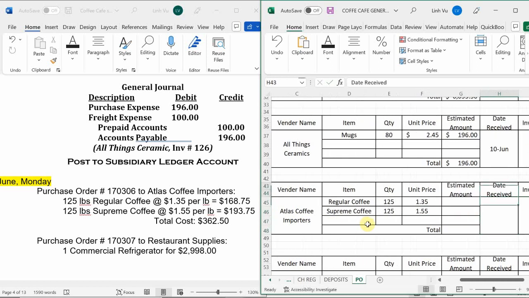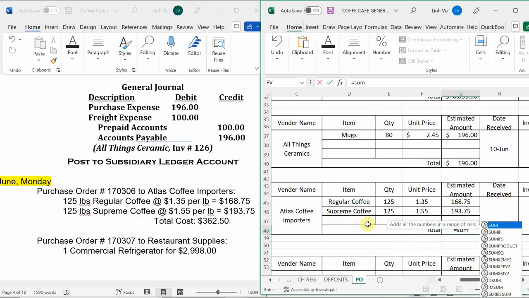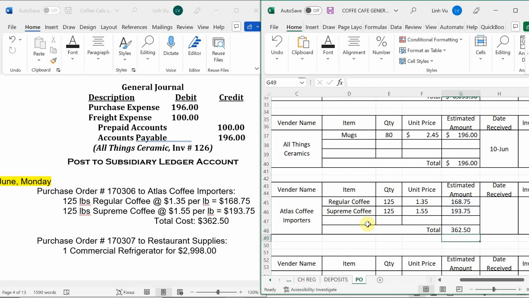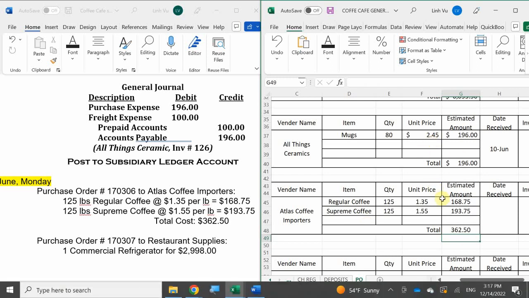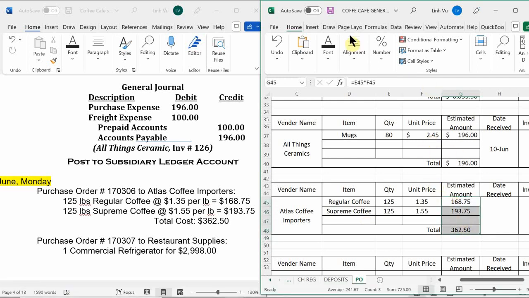So if you do your calculations here, quantity times unit price will give you your total amounts. And of course, I'm going to do equal sum, to let me know that I am expecting this order for quote to be $362.50.